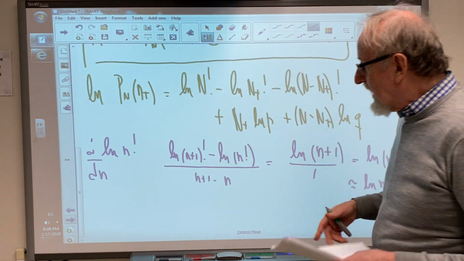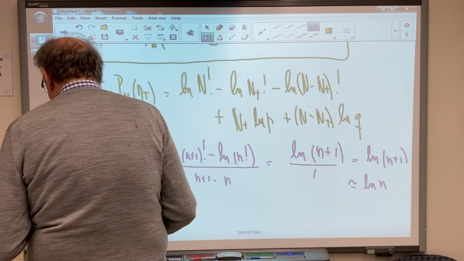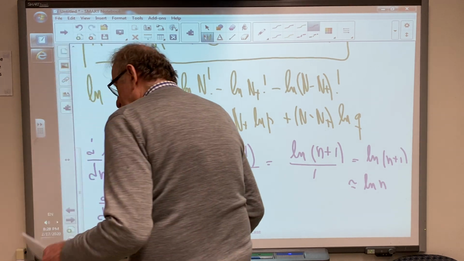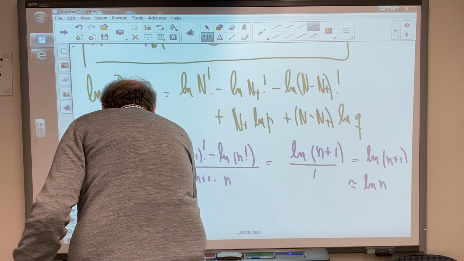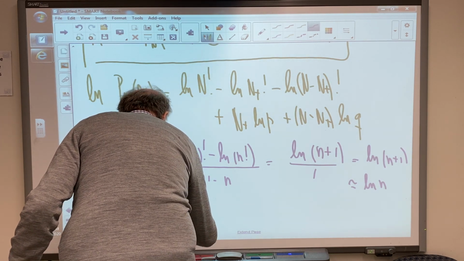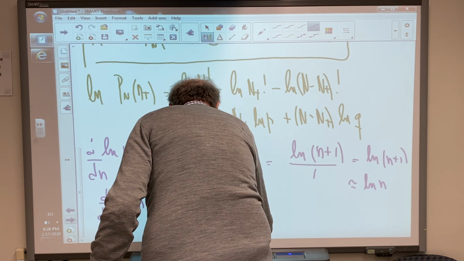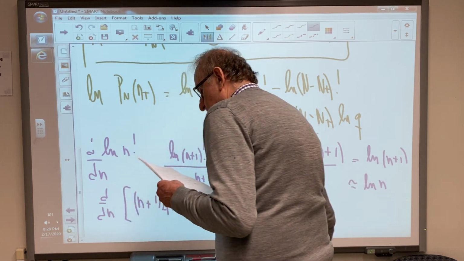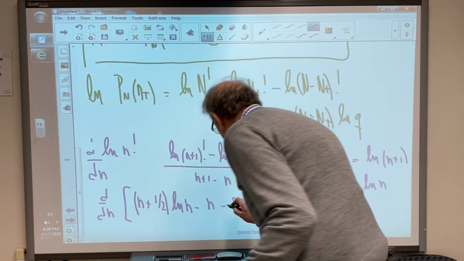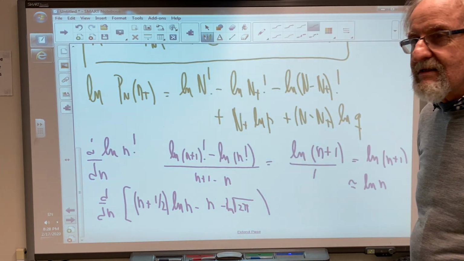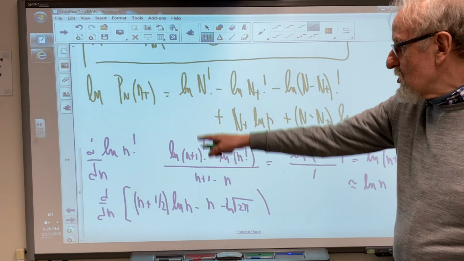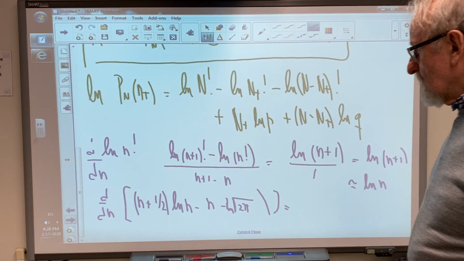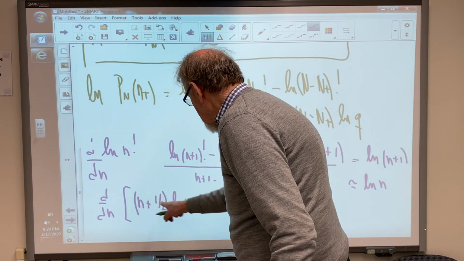Replace that by the Stirling formula. So I need to derive with respect to n what? The logarithm of n factorial, which, we learned this, is n plus 1/2 ln n minus n minus ln of square root of 2 pi. Okay, we learned that this is the Stirling approximation to the logarithm of n factorial. So take the derivative here. What do you get? I derive here, I get ln n.